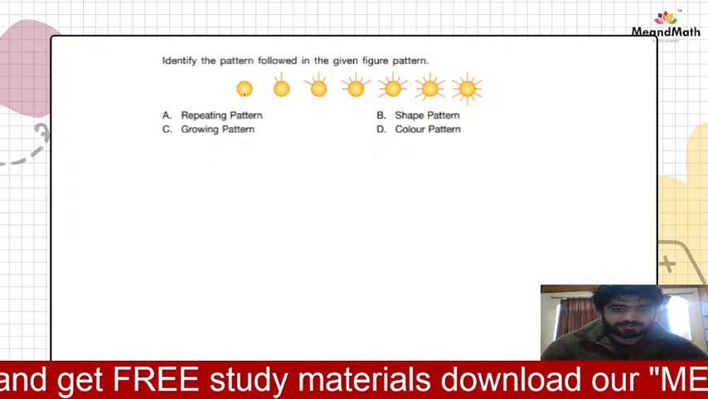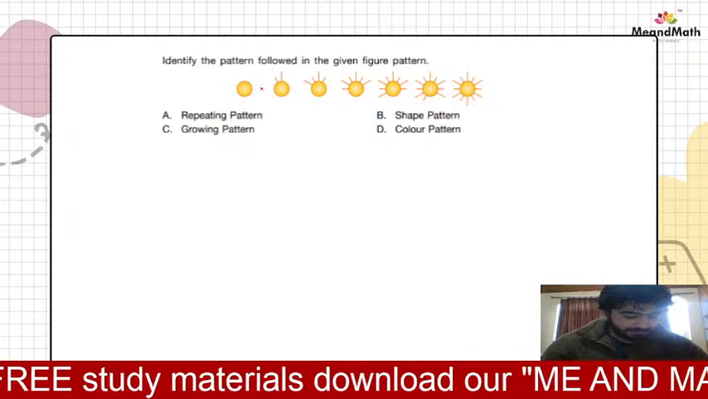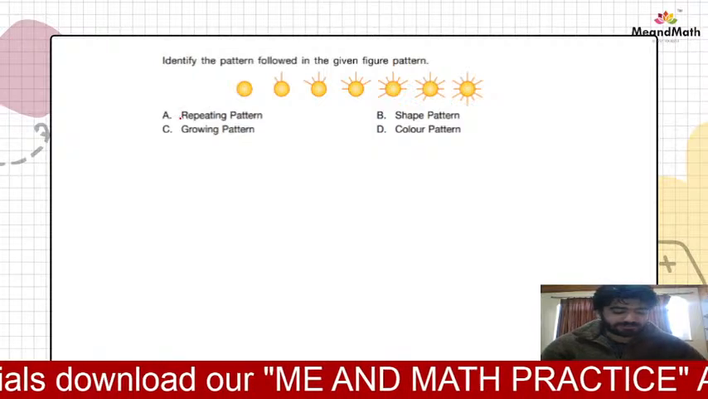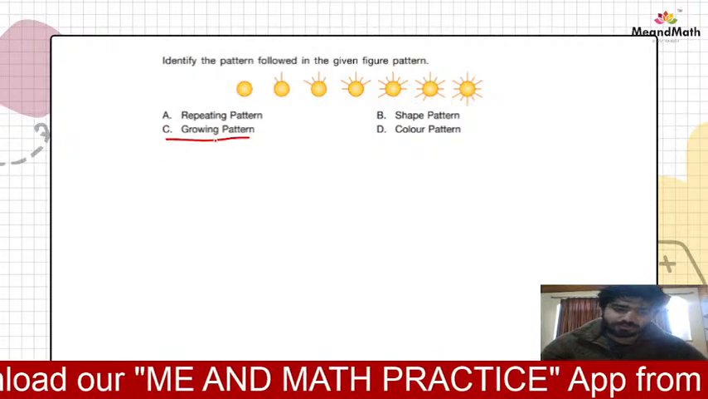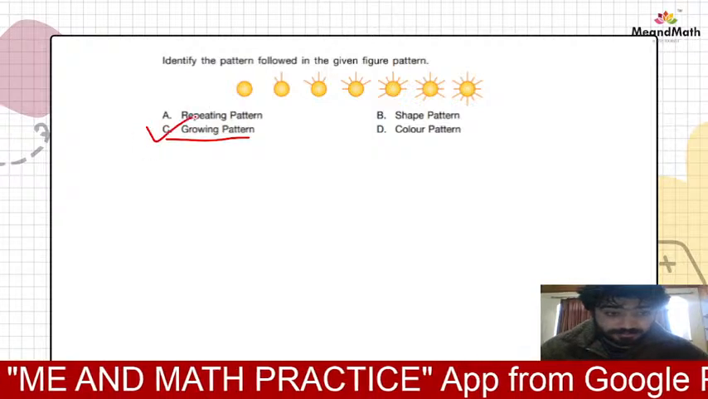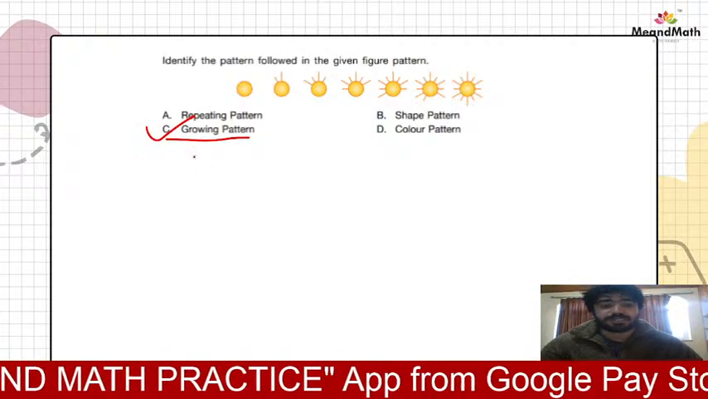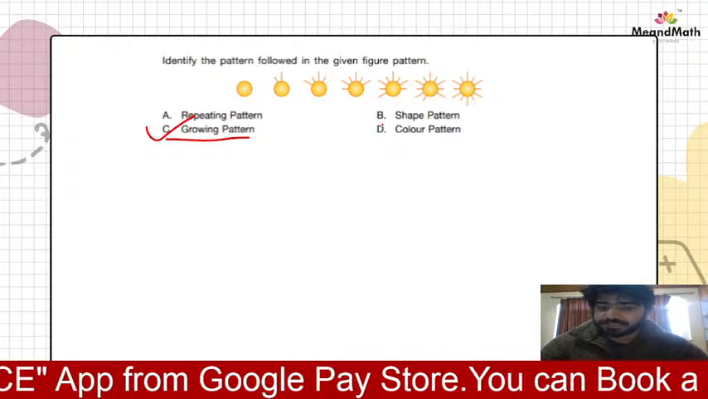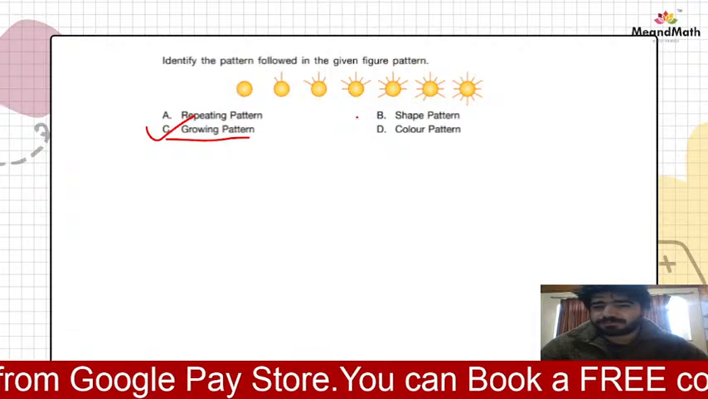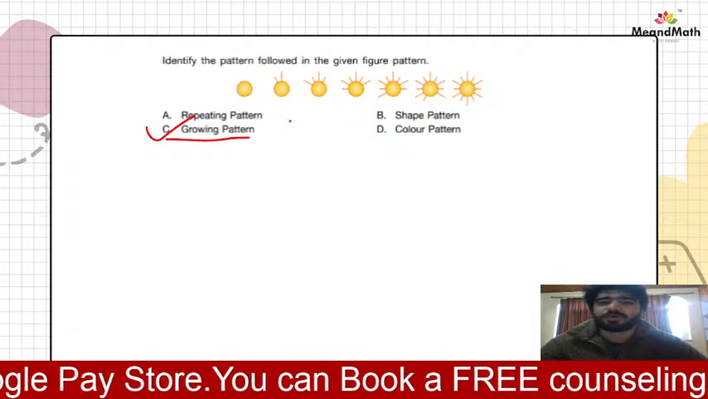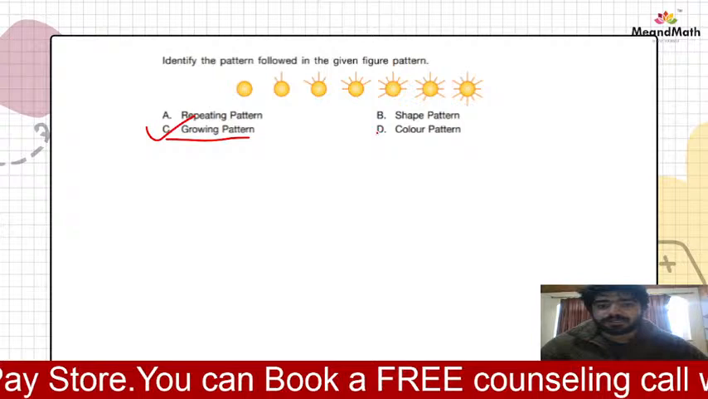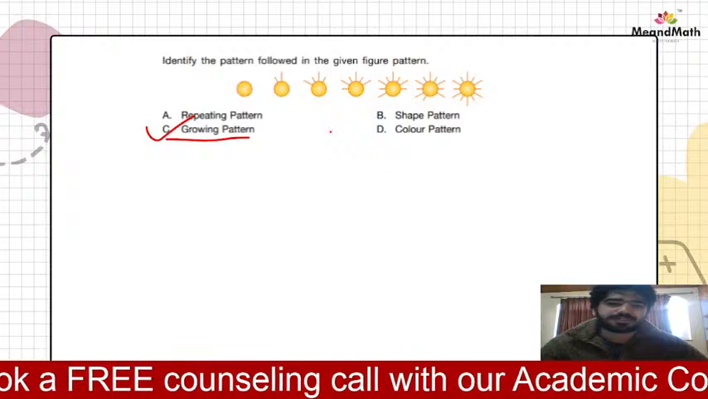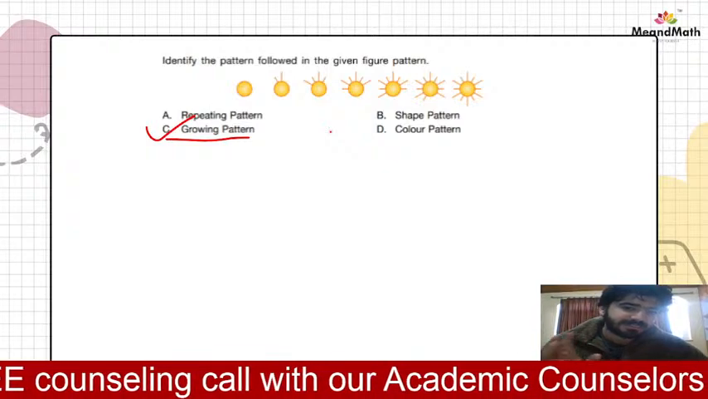Arya has also given an answer now, which is option C, and Krish has given option C, that is a growing pattern. I also think the right answer should be growing pattern, because see, is it a repeating pattern? No, it is not repeating. Is it a shape pattern? The shape is changing a little bit, but it is not becoming a shape which we know. It's like the rays of the sun are being added.